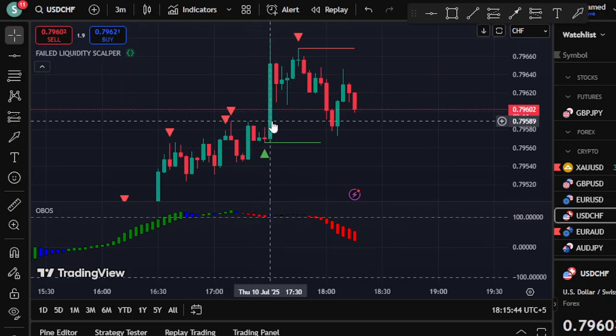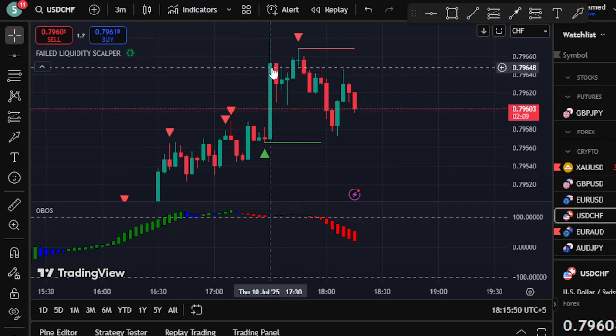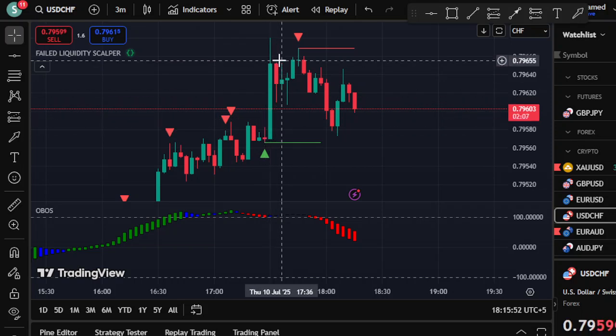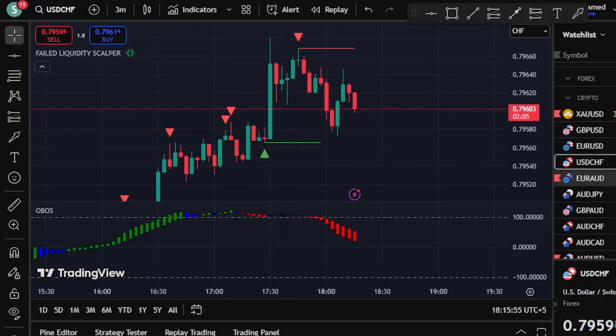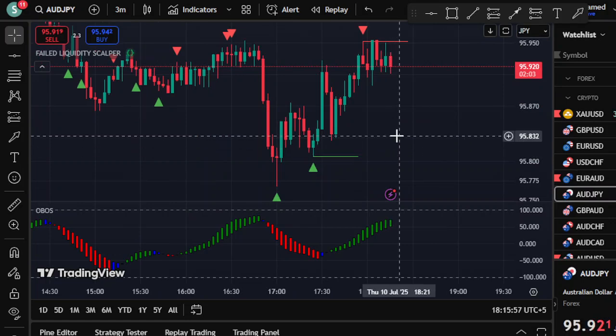Even you can use medium lot trading. The trading depends on you. The lot size is your choice. If you have a small account, you can go with 0.01. It's not a problem. You can see again my setup went the good way. Okay, I can show you all assets, don't worry.